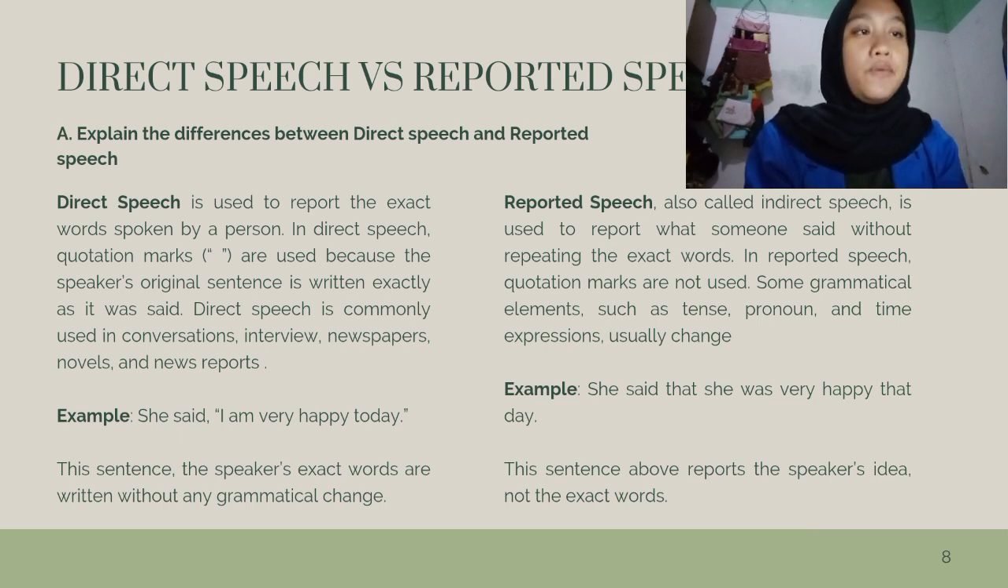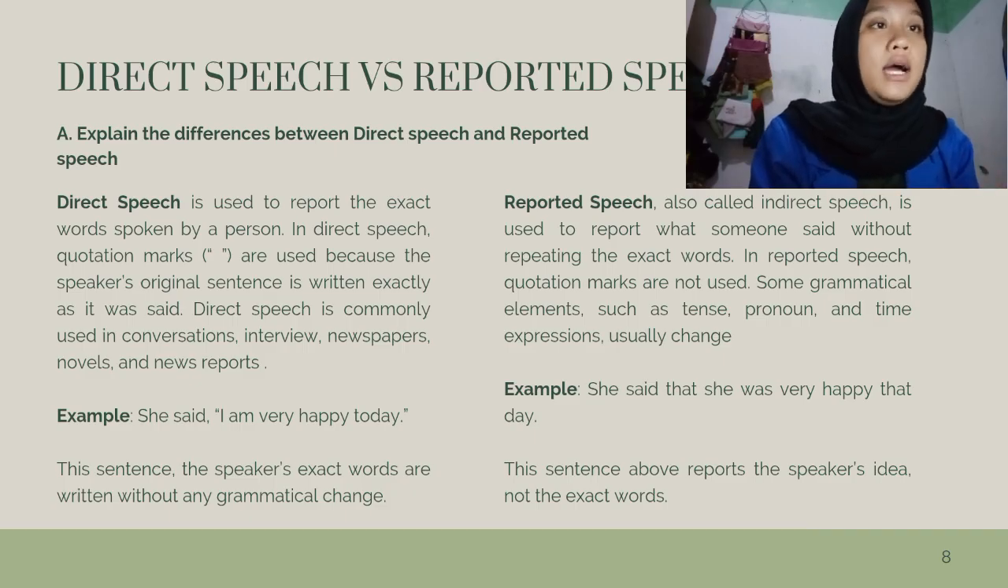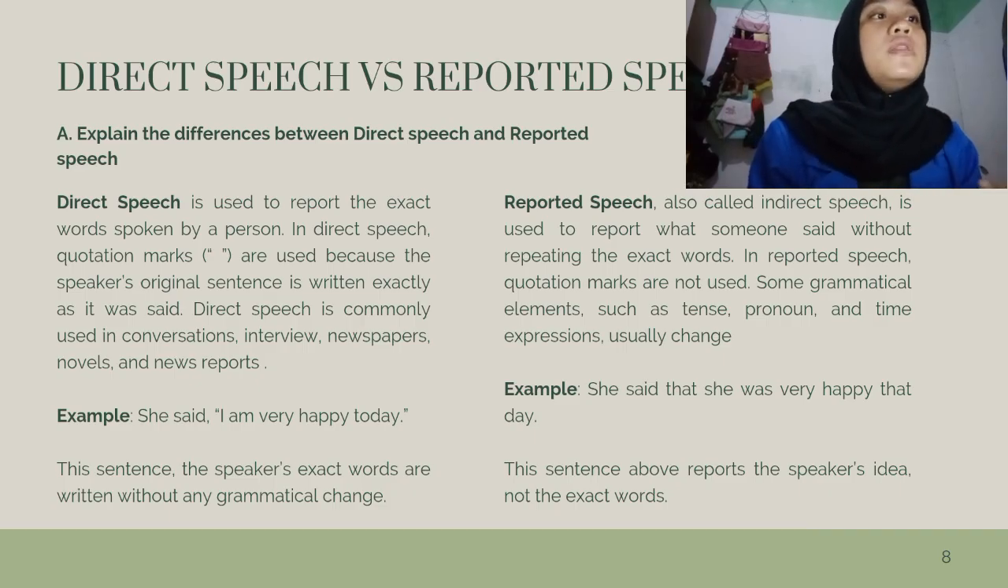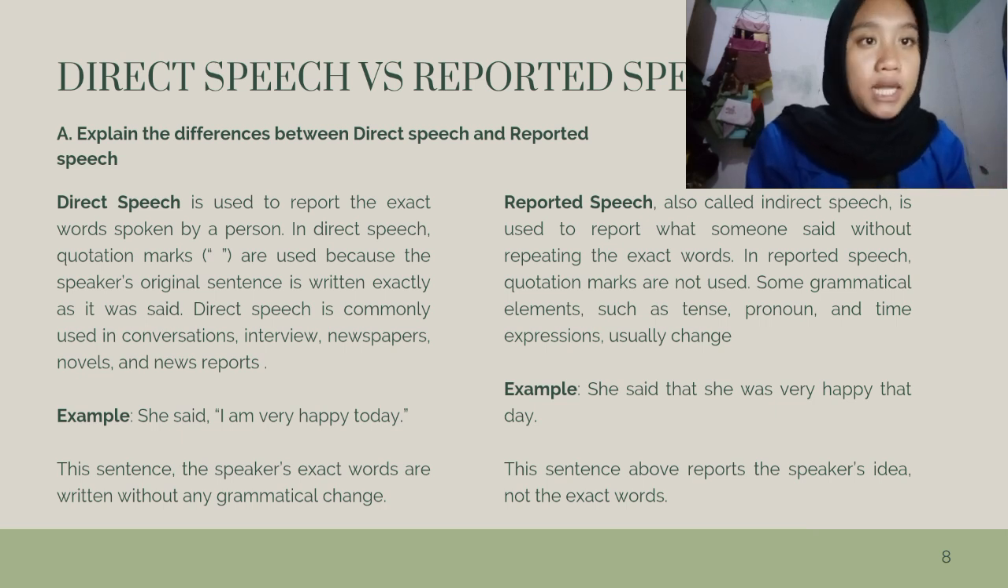On the other hand, reported speech, also called indirect speech, is used to report what someone said without repeating the exact words. Quotation marks are not used. Several grammatical elements usually change, such as tense, pronouns, and time expressions. For example, she said that she was very happy that day. The key difference is that direct speech keeps the original words, while reported speech reports the meaning.